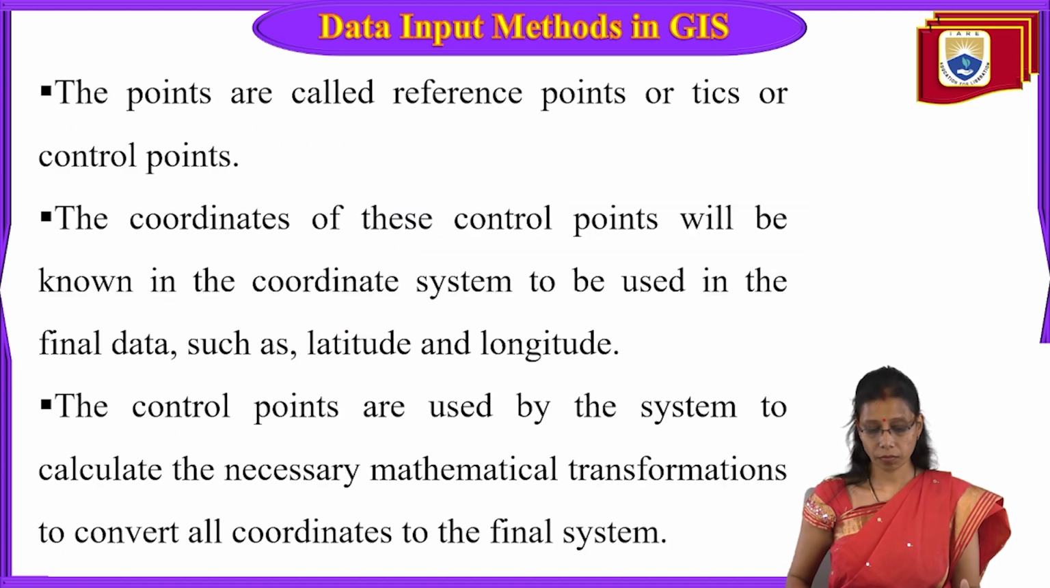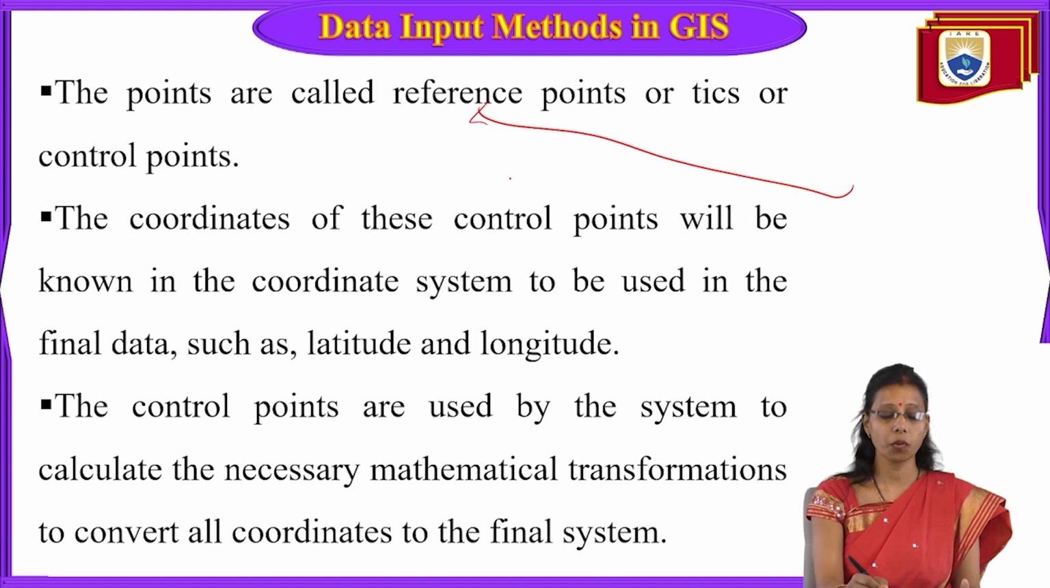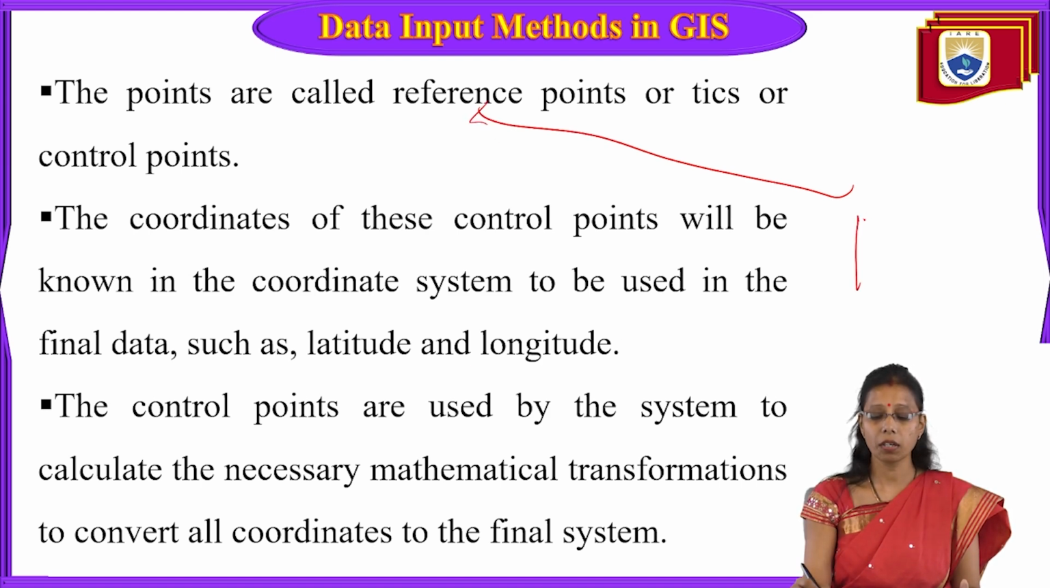Now, the points are called reference points, ticks, or control points. The coordinates of these control points will be known in the coordinate system to be used in the final data, such as latitude and longitude. That's what I'm saying. Wherever we fix the points, wherever we draw the points, all these points are reference points, and we move on through as many points as we need with the cursor.